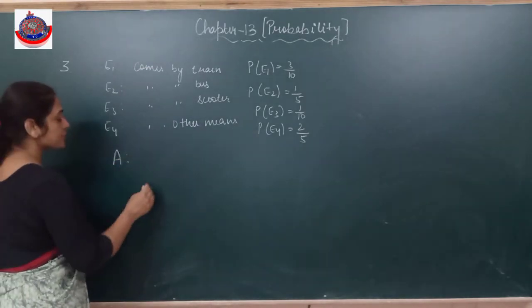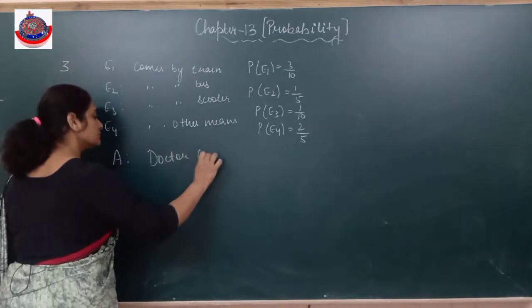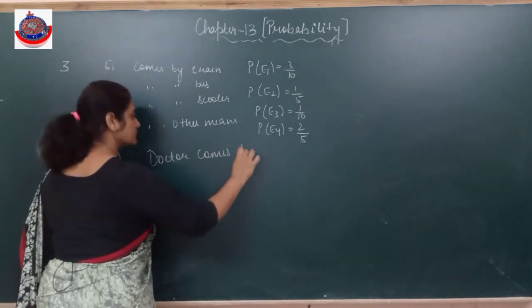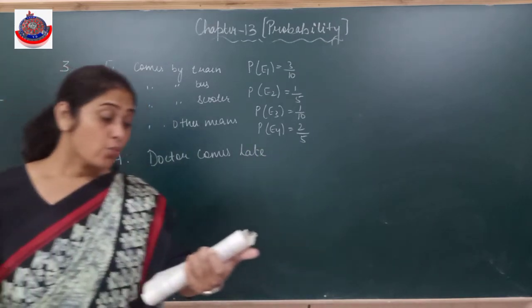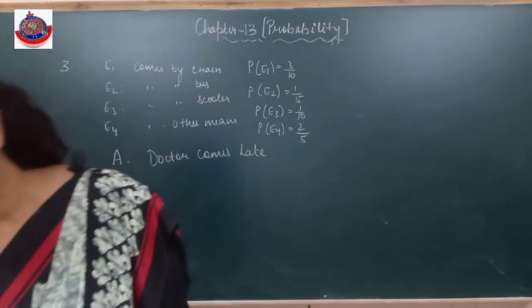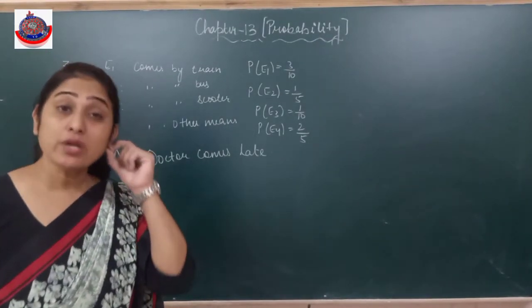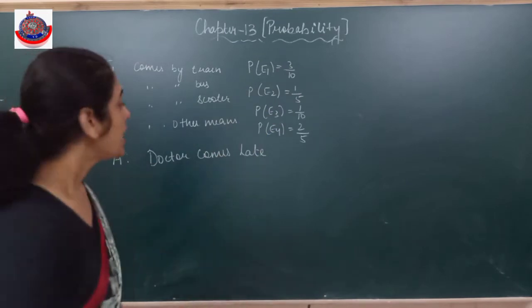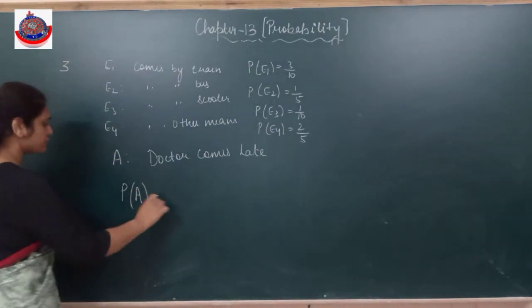Let A be the event: doctor comes late. Okay? What is the probability that he comes by train? Now he came late, so first we will find the probability of being late, then we will find that he is late when he came by train. So first, late means probability of A. And now I'm writing directly. You have done enough questions.